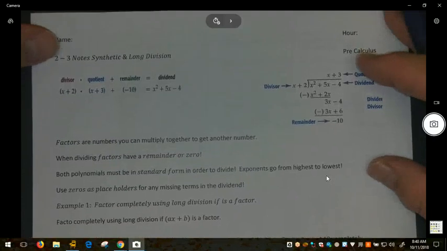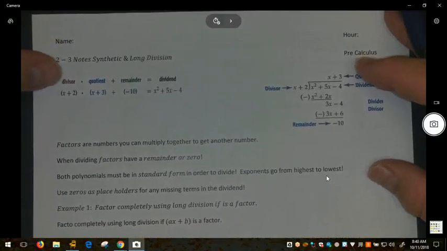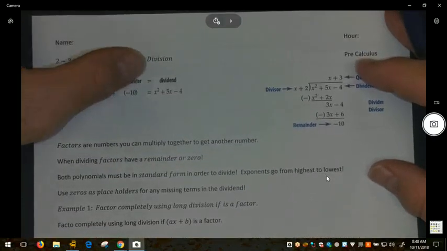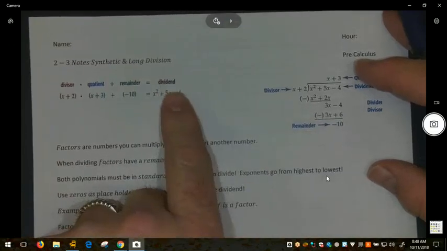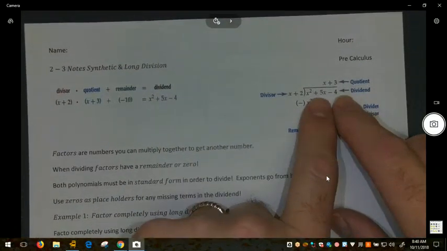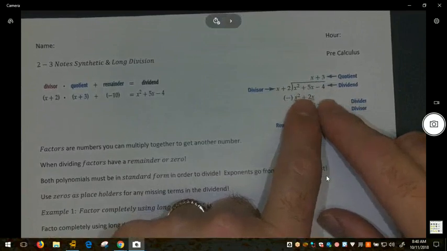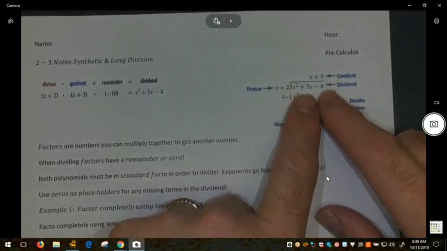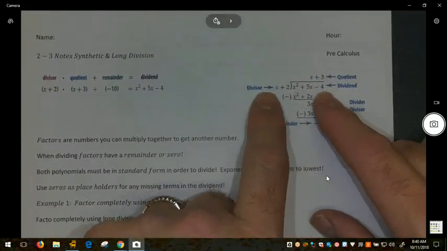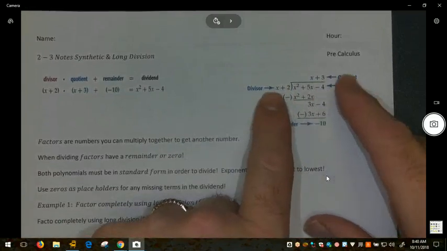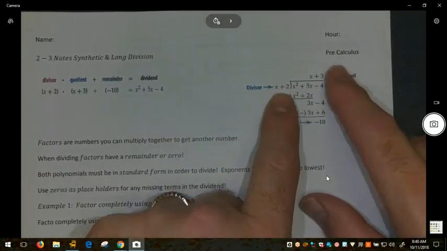When we are dividing, we really have a divisor, a quotient, a remainder, and a dividend. The dividend is the item or the expression that we are dividing. The divisor is what we are dividing by. The quotient is the other factor.